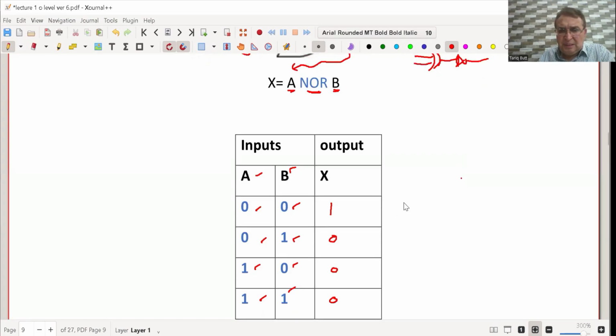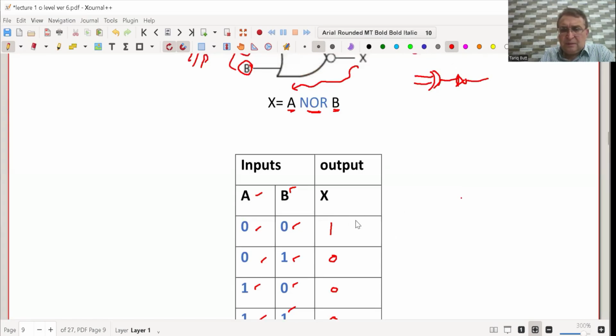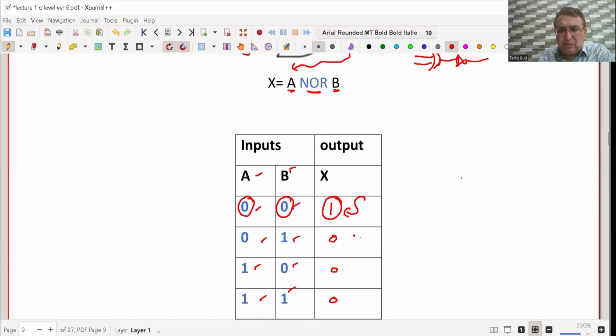So you can see that the output of a NOR gate is 1 when both of its inputs are zeros. Otherwise, output is going to be 0. That's it. I hope it is clear.